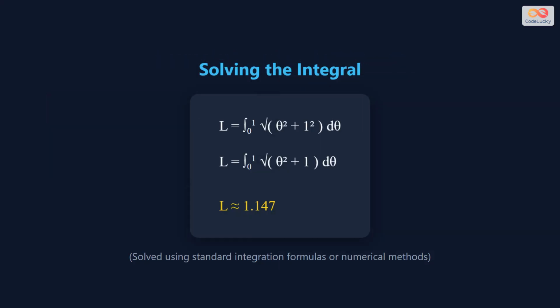Substituting these values into our formula, we get the integral from 0 to 1 of the square root of theta squared plus 1. Evaluating this integral yields approximately 1.147. This represents the physical length of that spiral segment.